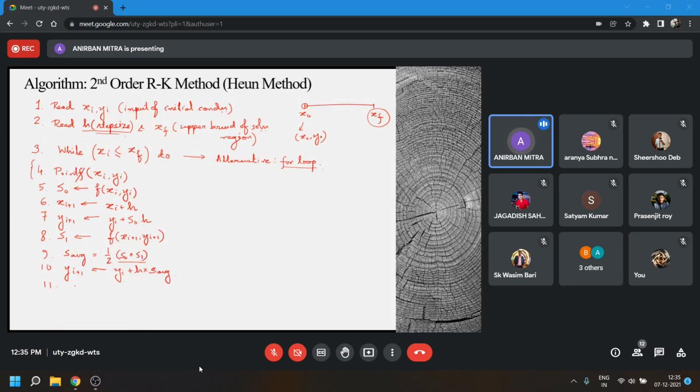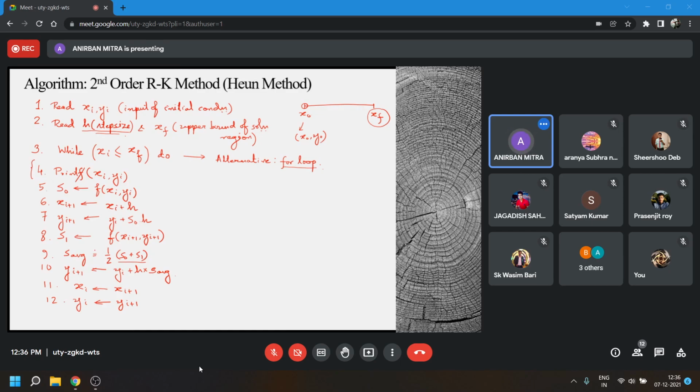So this is the next approximation. Once we have obtained that, we'll simply store xi plus 1 in xi and yi plus 1 in yi and go to the start of the while loop. At the beginning, we'll check xi, whether it's less than xf or not. If it satisfies, we'll go inside this. And at the first step, you will write xi, yi. So that was the starting point of the solution.